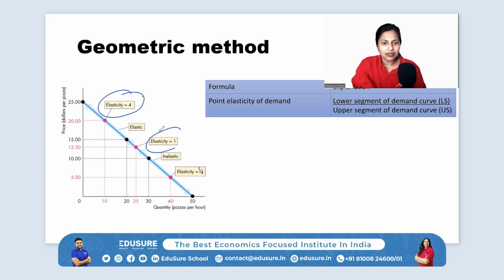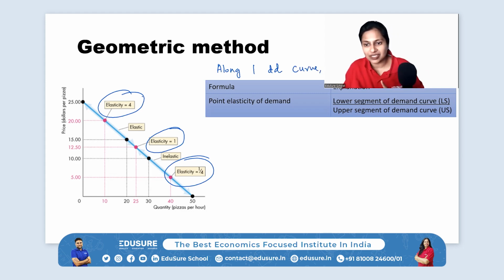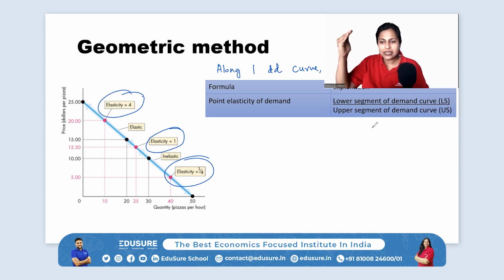So along one demand curve, elasticity of demand varies. It is not constant. Elasticity is equal to 1 at the midpoint. It is inelastic on the lower segments. It is elastic on the upper segments, inelastic in the lower segments, and these are the endpoints.